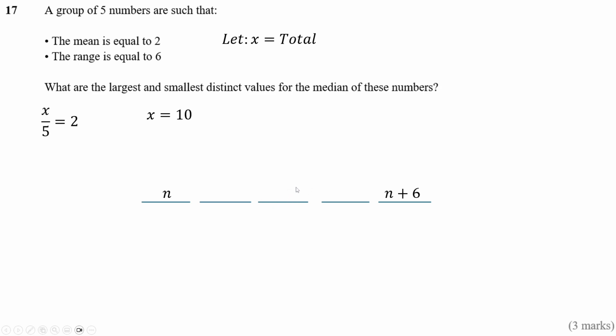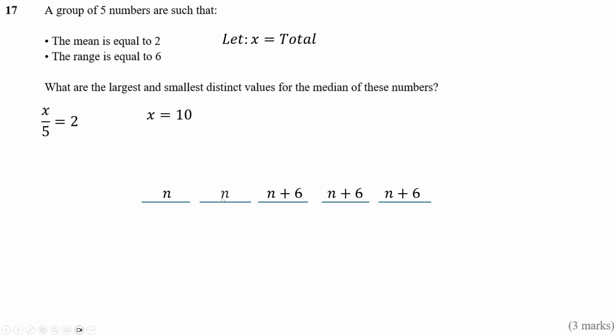Now if it's the median, it has to be less than or equal to this number here, but it has to be greater than or equal to this number. We want it to be the largest, so it must equal n plus 6. But if it equals n plus 6, this must also equal n plus 6. Otherwise, it wouldn't be the median, because they'd swap places, because it's always from smallest to largest.